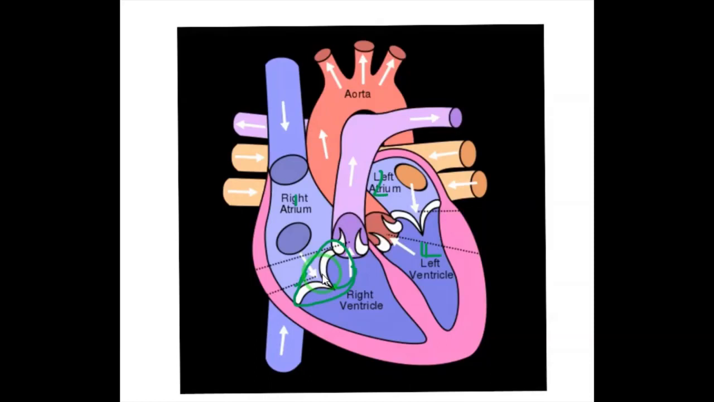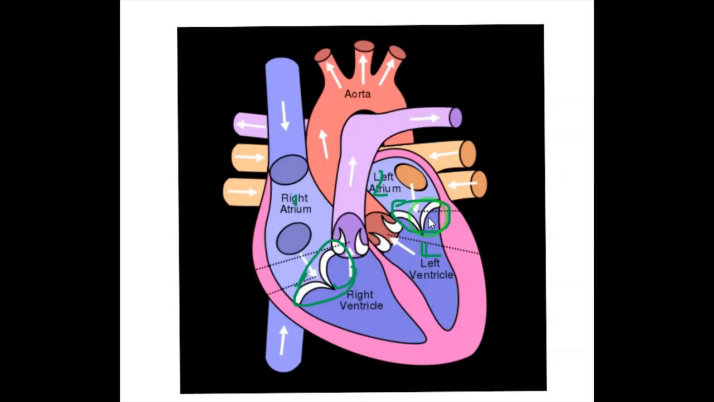The second one, the bicuspid or mitral valve. Bicuspid or mitral, two names. So this is the bicuspid or mitral valve. Where is this bicuspid valve located? Between the left auricle and left ventricle. Between the left auricle and left ventricle, which valve is located? Bicuspid, another name mitral valve.